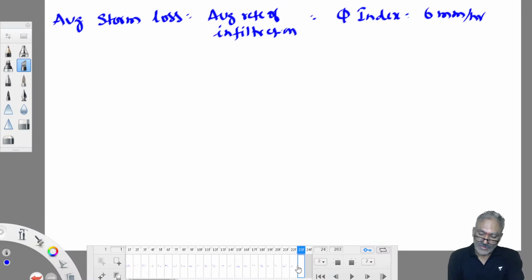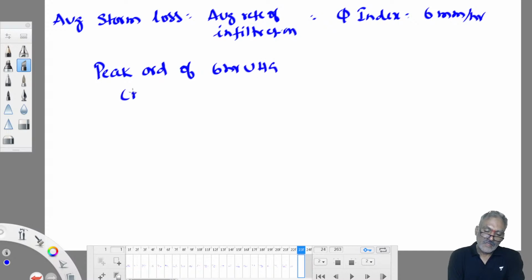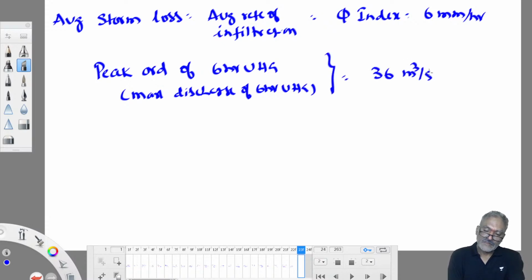But unless R is known, you can't find out PE. So the peak ordinate of the 6-hour unit hydrograph is equal to the maximum discharge of the unit hydrograph. Among all, the maximum value is 36 cubic meters per second.